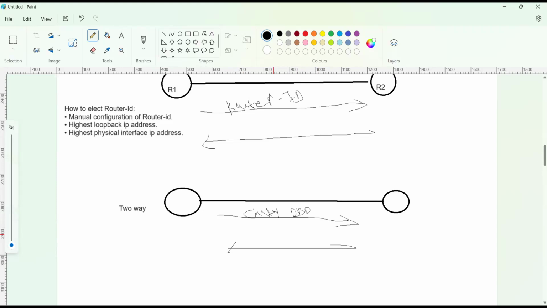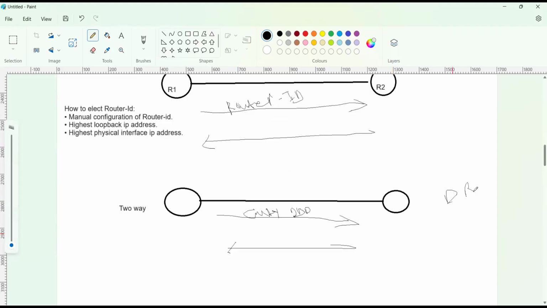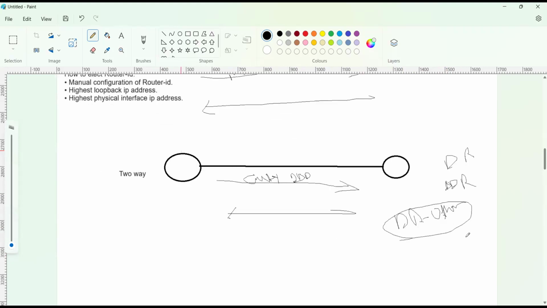And actually, in the two-way state, one router is elected as the DR and the other as the BDR. Apart from that, the other routers, the DR other routers, will be stuck in this area only. Here R1 is DR and BDR, and we have another router that is a DR other router. This router will be stuck in the two-way state.